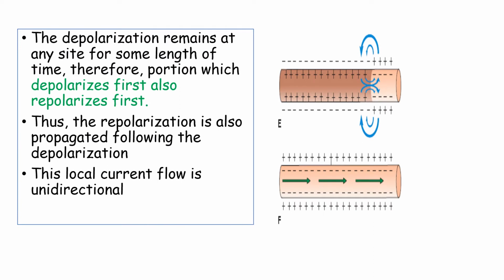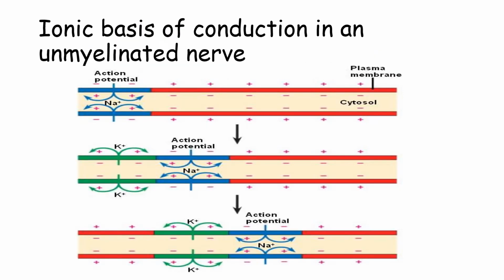Okay, and then after some time there will be the phenomenon of repolarization, because we know that sodium channels are fast to open and fast to close, and potassium channels are slow to open. So once they start opening, there is a phase of repolarization, and the area which was depolarized first will also be repolarized first. Thus repolarization is also propagated following the wave of depolarization. This local current flow is unidirectional in nature. So we have a wave of depolarization and also a wave of repolarization.